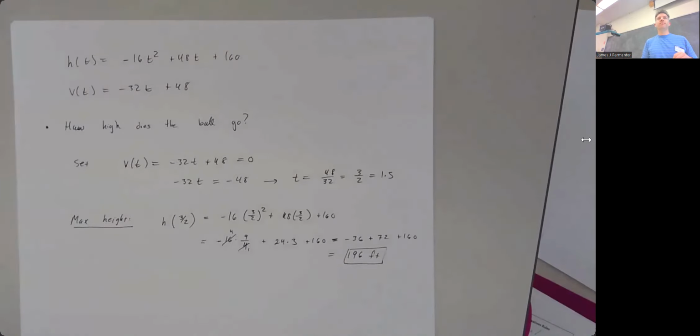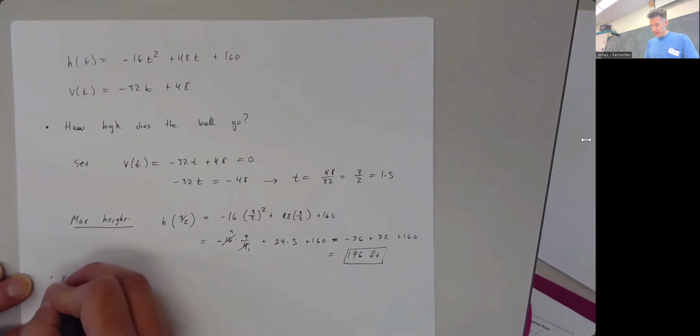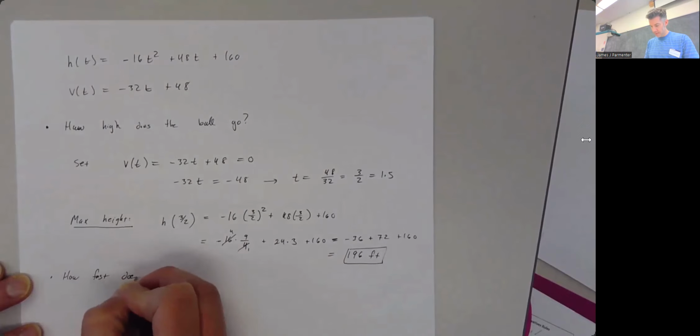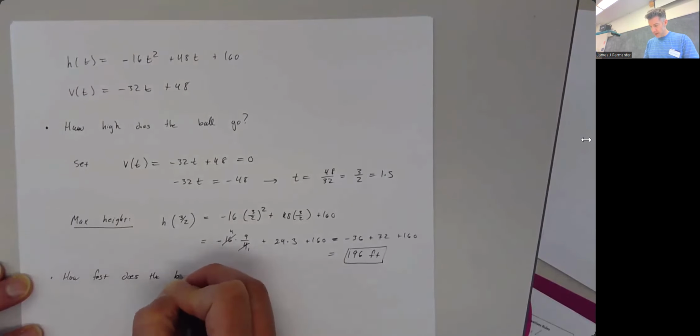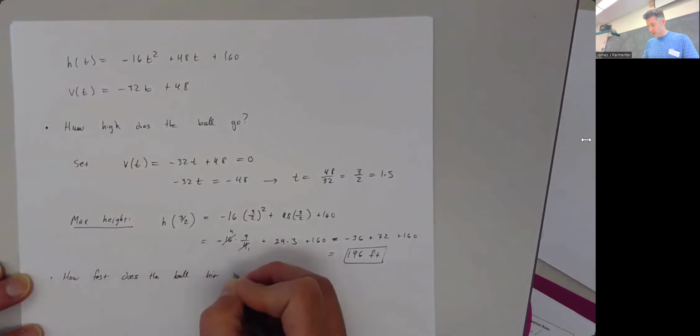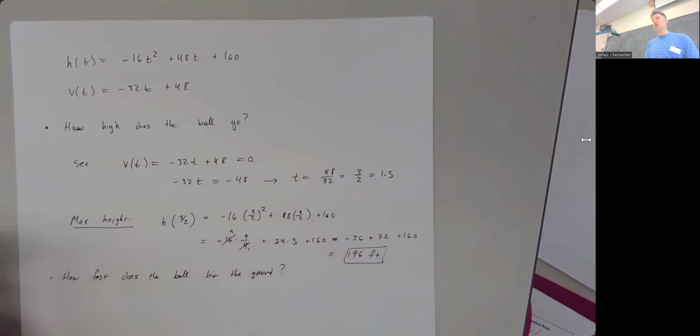All right. So I want you to think about this for a second. If I want to find out how fast the ball hits the ground, I first need to find when the ball hits the ground. So what's true when the ball hits the ground? What do we know about either the height or the velocity if the ball is hitting the ground?